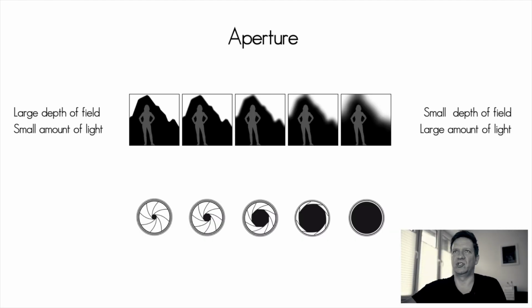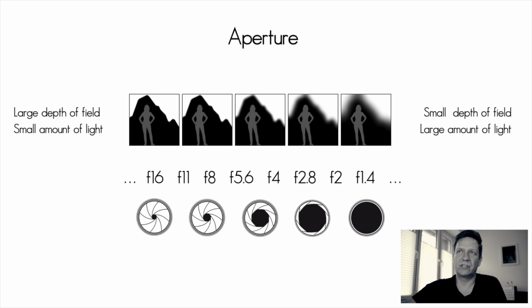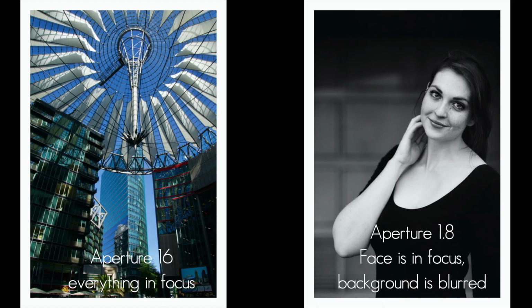First, we have the aperture. The aperture can create a large depth of field and a small amount of light, or a small depth of field and a large amount of light. So depending on the aperture that I choose, the background will be more or less unsharp to the object that I will set my focus on.